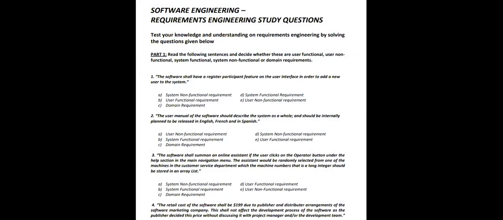Okay, go ahead. First 4. Giving you some 2 minutes to read and decide.